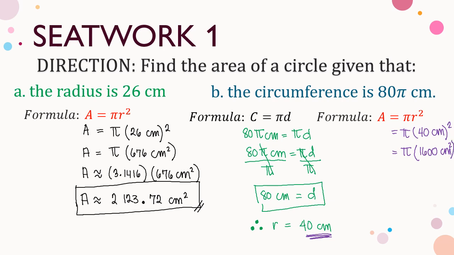Okay, and now, let us multiply this 1,600 square centimeters with the approximate value of pi. I'm going to write it here, since we don't have enough space. The approximate value is 3.1416. By the way, this should be approximate. Now multiply with 1,600 square centimeters.